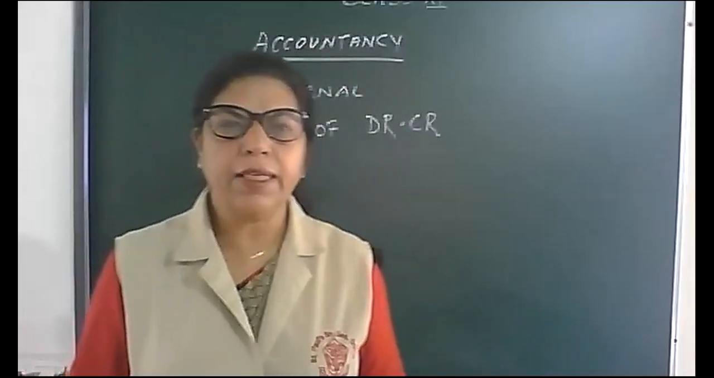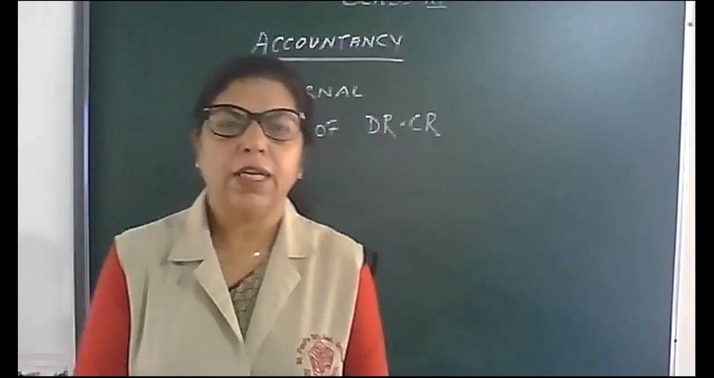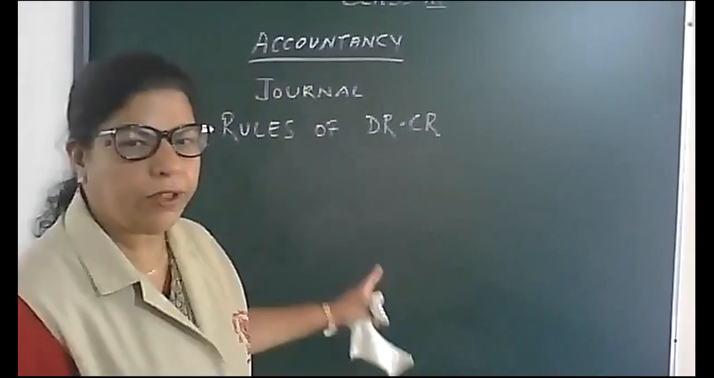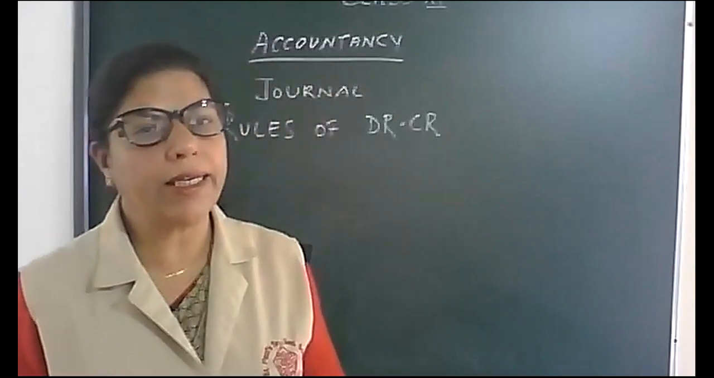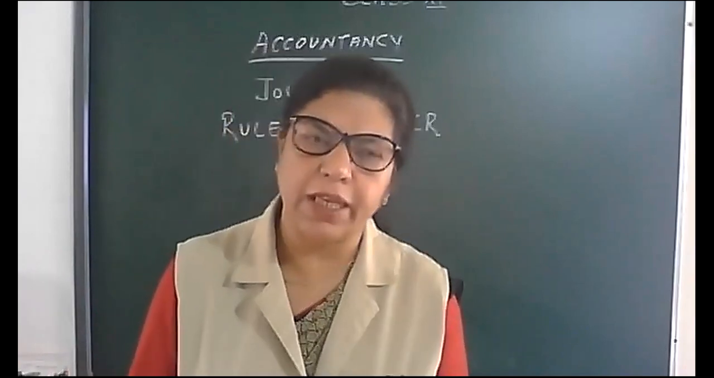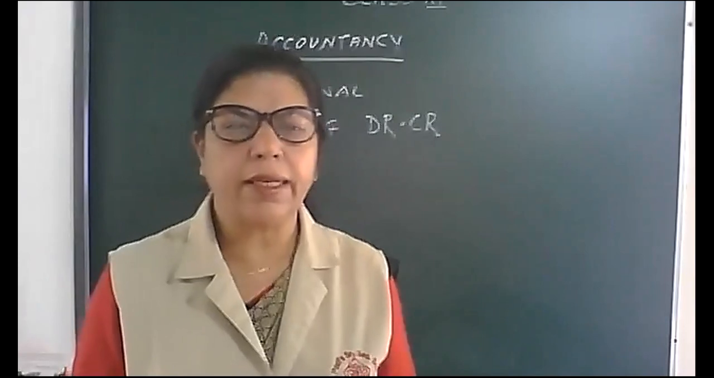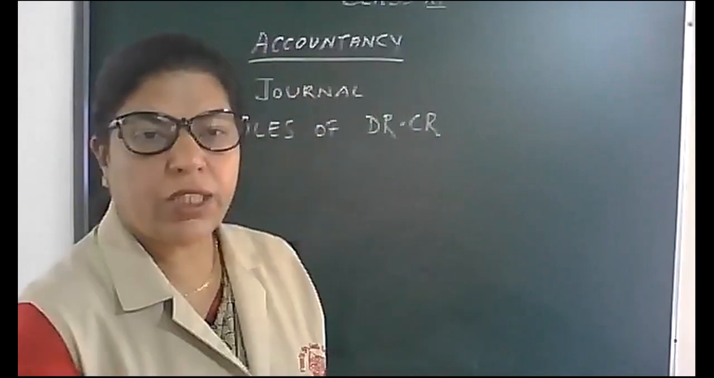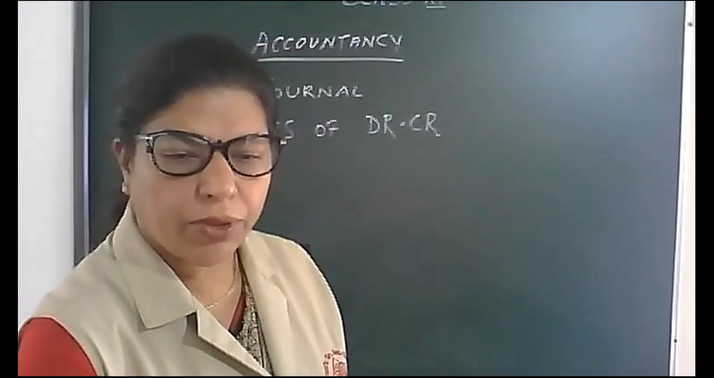In class 11th accountancy, today I am going to start journal entries. But before starting journal entries, I want to explain to you the rules of debit and credit. I explained these rules earlier also, that the double entry system has two sides, one debit, another credit. At the time of the T-shape account also I taught you these rules, but today we are going to discuss them again.